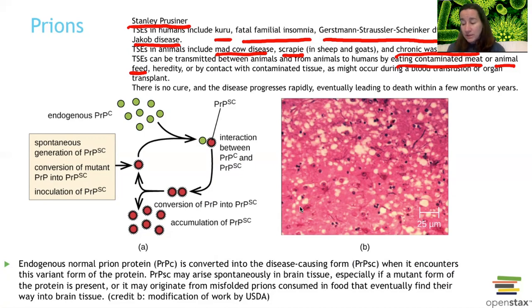Another way that you can get these prions is heredity. They can be passed down, or you could get it from contaminated tissue, like a blood transfusion or an organ transplant. These are fatal. There's no cure against prions. They will cause death eventually. Sometimes it's kind of rapid.